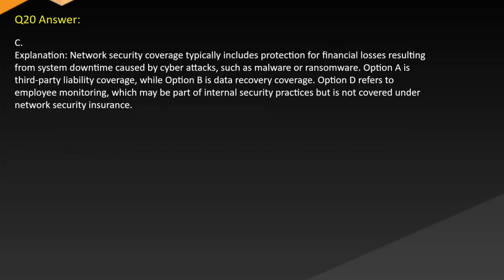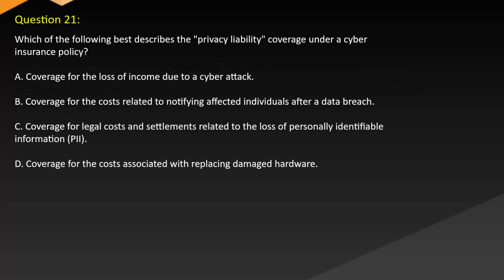Answer: C. Explanation. Network security coverage typically includes protection for financial losses resulting from system downtime caused by cyber attacks such as malware or ransomware. Option A is third-party liability coverage, while option B is data recovery coverage. Option D refers to employee monitoring, which may be part of internal security practices but is not covered under network security insurance. Question 21. Which of the following best describes the privacy liability coverage under a cyber insurance policy?